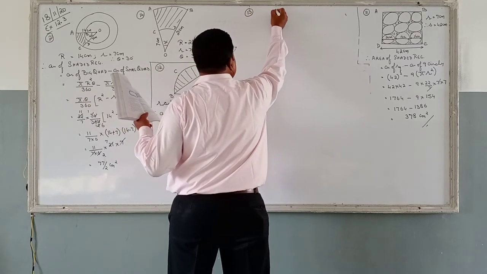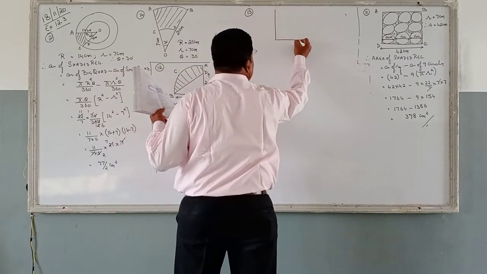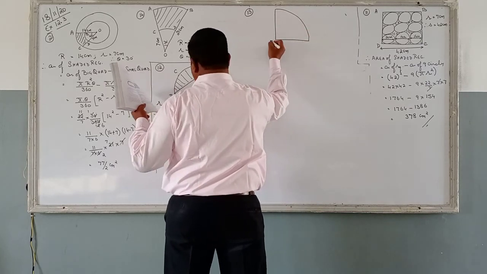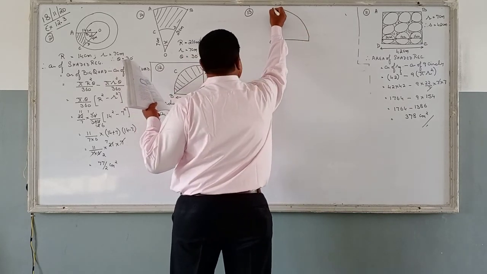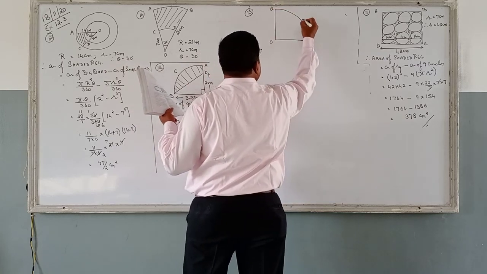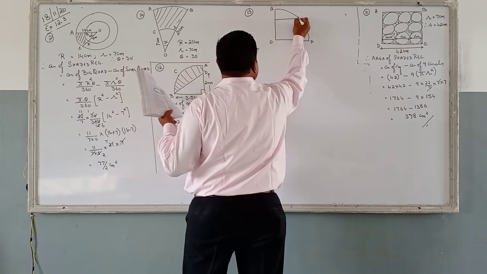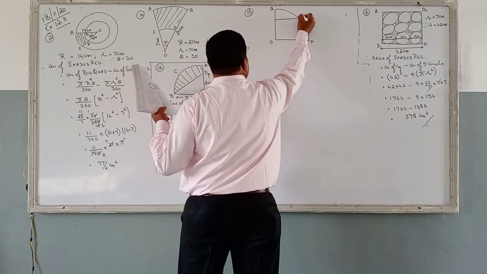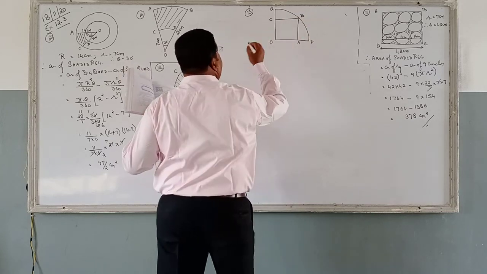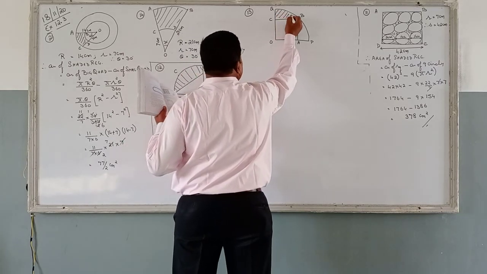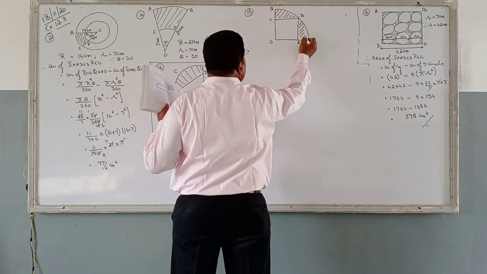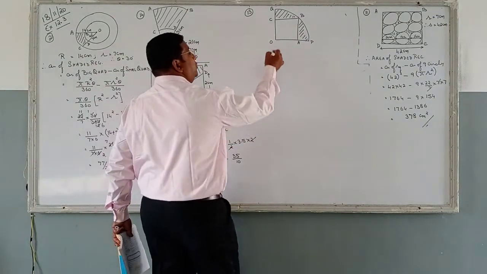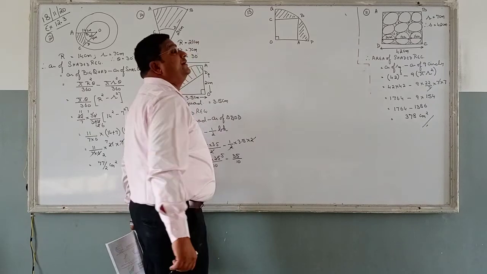This is a quadrant. Right? O, Q, P, and this is the square. A, B, C, and this is the shaded region. Right? The only problem, the radius of this quadrant is not given to us in the question. Read it. What does it say?